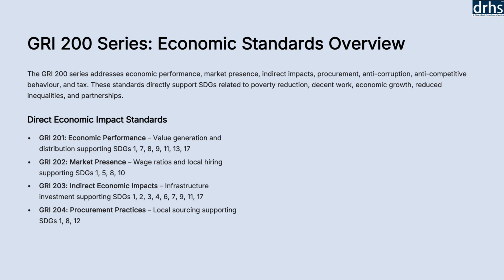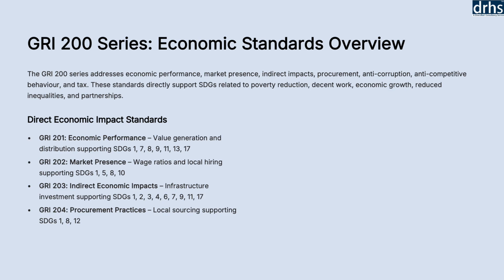Direct Economic Impact Standards. The Direct Economic Impact Standards focus on how organizations generate and distribute economic value and influence economic systems at local, national, and global levels. GRI 201, Economic performance, requires disclosure of direct economic value generated and distributed, financial implications of climate change, and defined benefit obligations, highlighting contributions to SDGs such as poverty reduction and economic resilience.